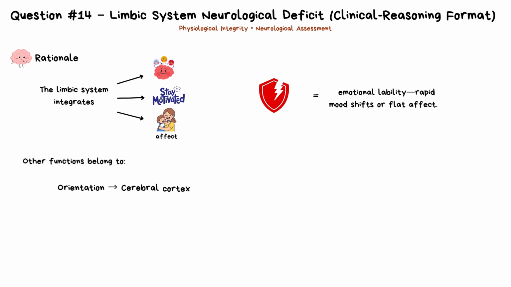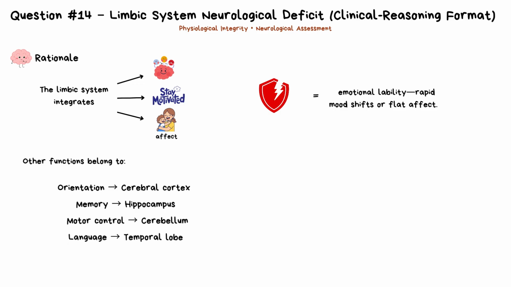Other brain regions handle different functions. Orientation and awareness come from the cerebral cortex. Recent memory is tied to the hippocampus. Motor control comes from the cerebellum, and language comprehension happens in the temporal lobe.